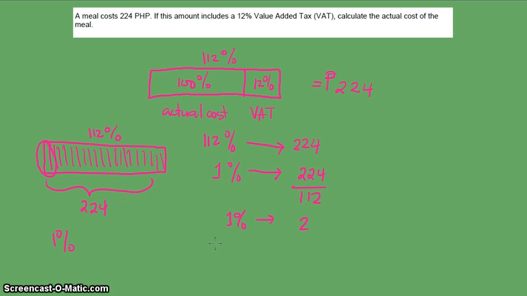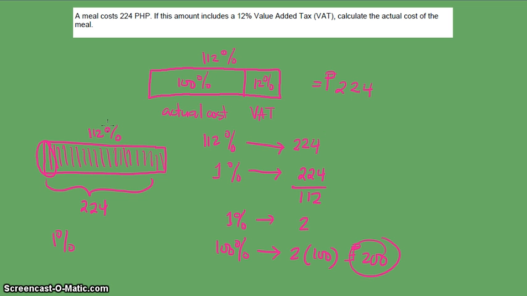So if I want to find the value corresponding to 100%, that is simply 100 times 1%. All I have to do is multiply the corresponding value of 1% by 100, which is equal to 200. Okay, so if the actual cost is the 100%, then the actual cost must be 200 pesos. So here we found the actual cost of the meal.